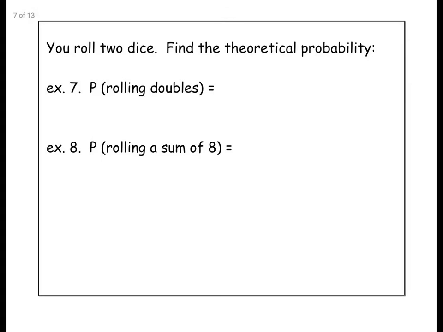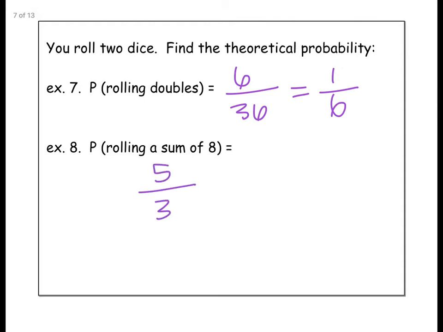So probability of rolling doubles, we said there were 6 ways for that to happen out of 36 ways total, which simplifies to 1/6. And then the probability of rolling a sum of 8, we found 5 options on that previous slide out of the 36 total. So for some of these problems, drawing a sample space, or almost like a diagram or picture of the outcomes, will be helpful.